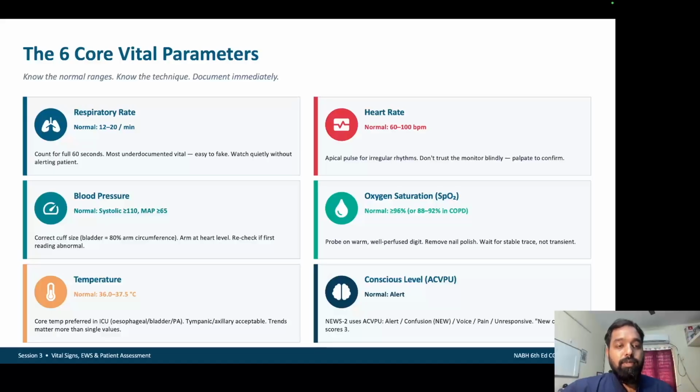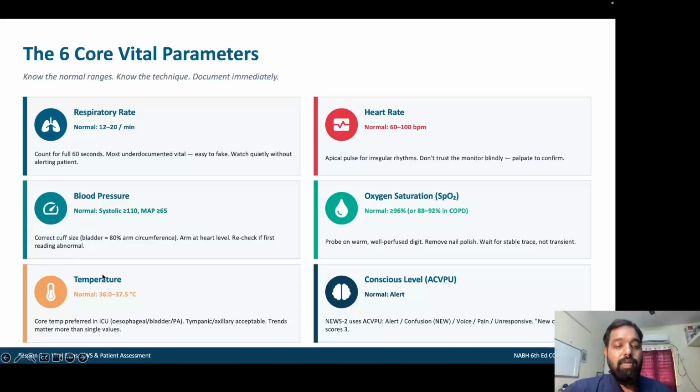Regarding the BP, systolic, diastolic and MAP: normal systolic should be more than 110, and MAP should be more than 65. We should make sure the cuff size is appropriate. Inside the cuff there is a rubber bladder, and it should cover at least 80% of the arm circumference. Keep the arm at heart level, and recheck if the first reading is abnormal.